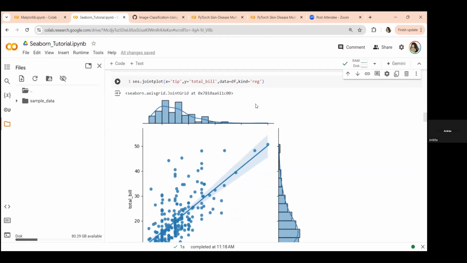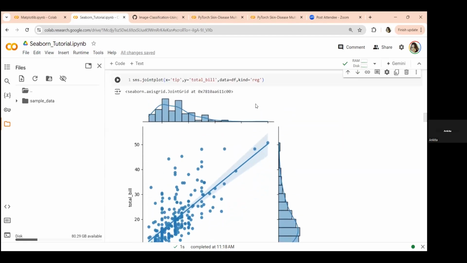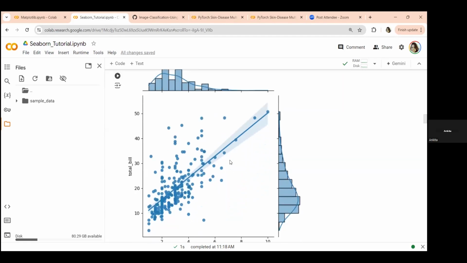We all know the equation of the line is y equals mx plus c. Here m means the slope, and c means the intercept. We all know that equation of the line. In regression, we are finding the best fit line between these two features. That line represents the best fit line within these features.